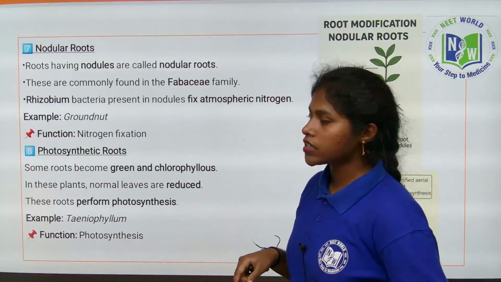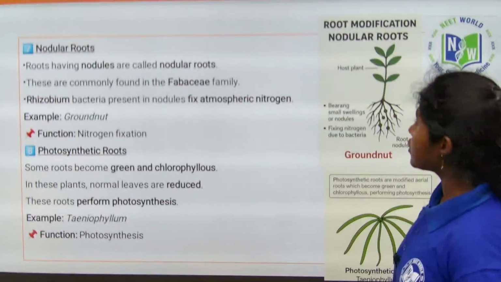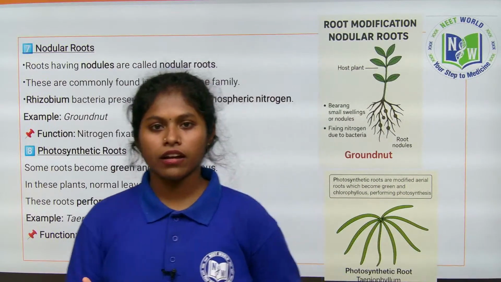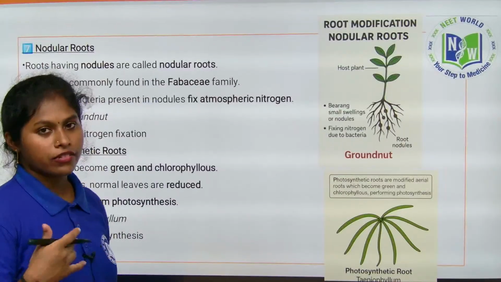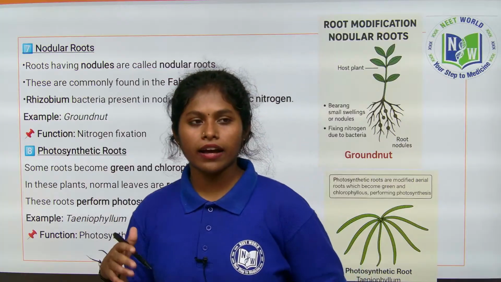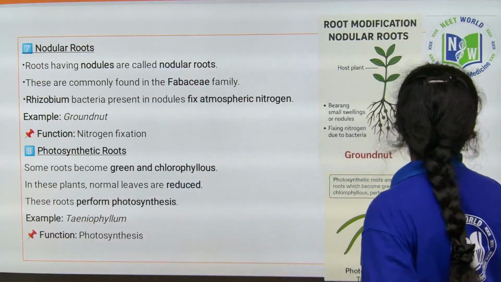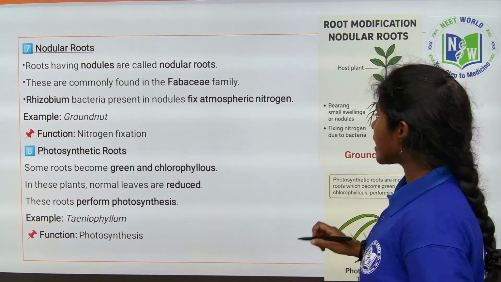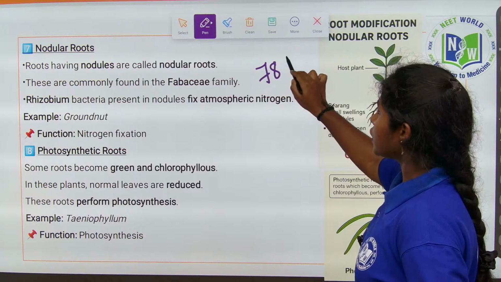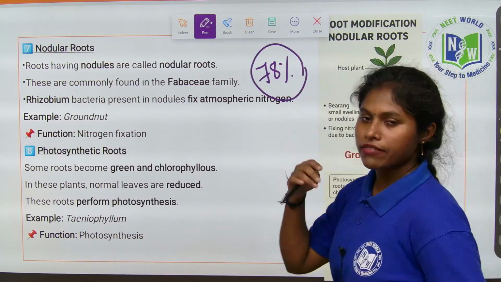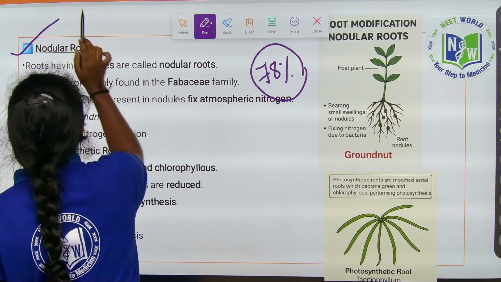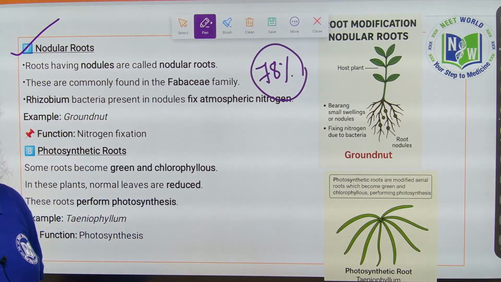Coming to the next type of modification, nodular roots. Without these plants, we cannot fix nitrogen. In the atmosphere there is 78% nitrogen, but still we cannot use it because we don't have the mechanism to utilize nitrogen directly. But these nodular plants make it useful to us.